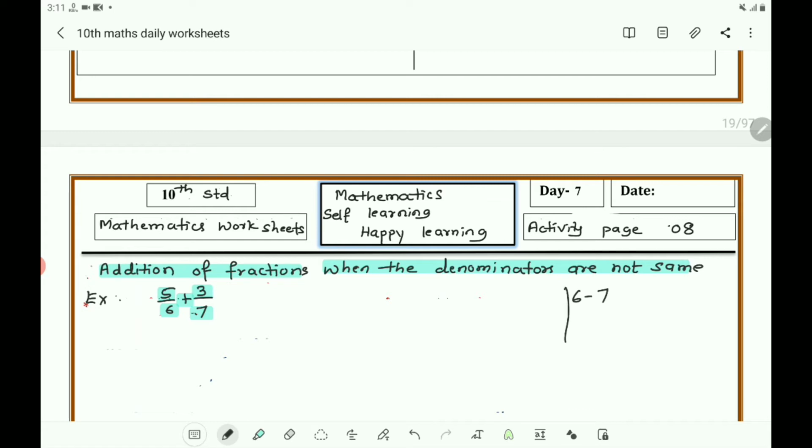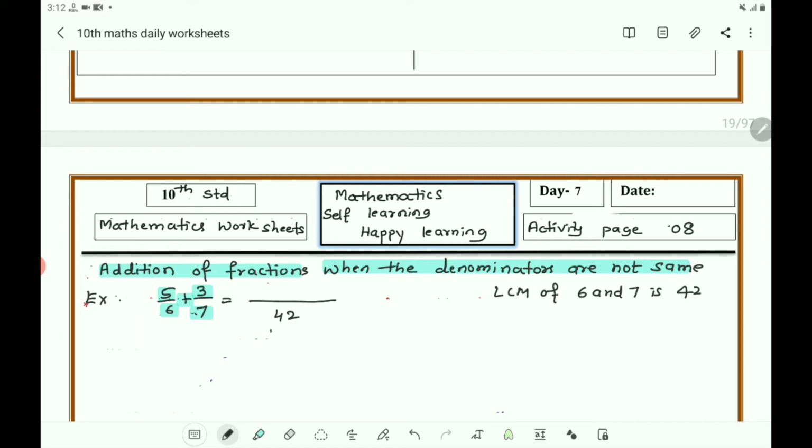6 and 7 are there. You know that 6 ones are 6, you can write it as it is, and 7 ones are 7. Then 6 sevens are 42. Otherwise, you know that 6 and 7 are co-prime numbers. They are not in a common table. In that case their product becomes the LCM. Here the LCM is 42. The LCM of 6 and 7 is 42.